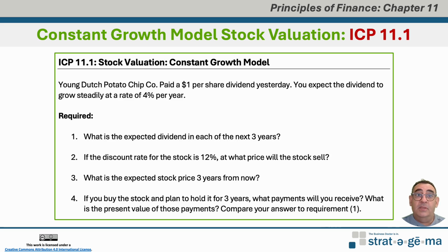So, 4 requirements. First, what's the expected dividend in each of the next 3 years? If the discount rate for the stock is 12%, what price will it sell at? What's the expected stock price 3 years from now? And if you buy the stock and plan to hold it for 3 years, what payments will you get? And what's the present value of those payments, and how does that compare to the answer in requirement 1?